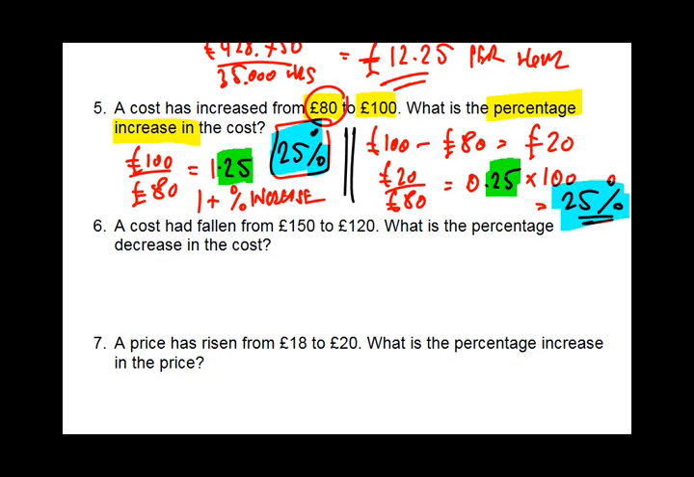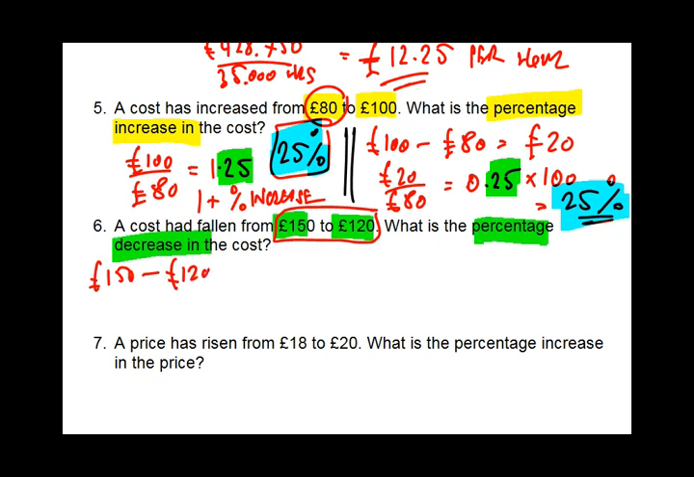So question 6, now here we've got a cost falling. So it was £150, it's fallen to £120. What's the percentage decrease in the cost? Now again, we can do this in one of two ways. So let's start this time by looking at the actual change in the cost. So if it's fallen from 150 to 120, that's a £30 reduction, £30 decrease in the price. To work that out as a percentage, divide it by, and again, we always work it out as a percentage of the starting point. So the cost started at 150.